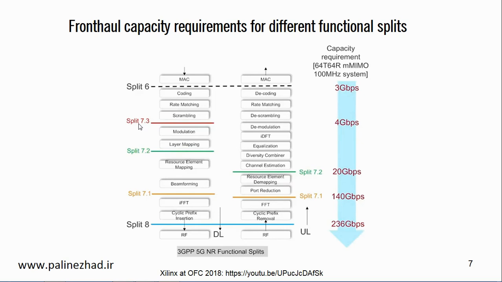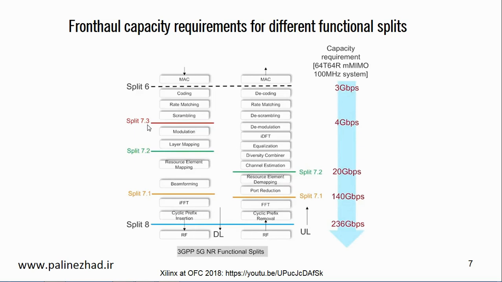And option 7, we have 3 types of option 7 depending on the point of split in the physical layer. In option 7, the physical layer is split between MAC and RF part, and some part of the physical layer is also added to the distributed unit, and the remaining parts are added to the radio unit. The bandwidth changes between 4 gigabits per second to 140 gigabits per second.